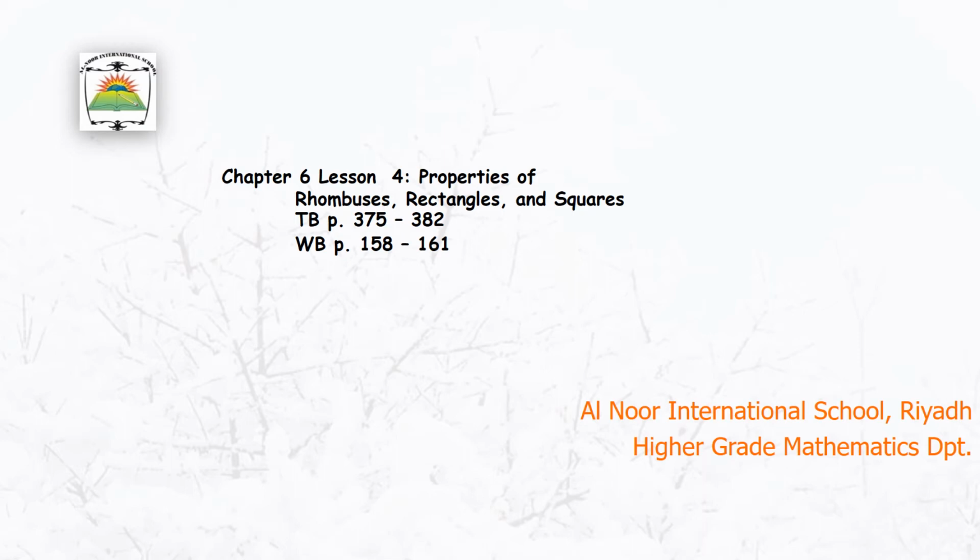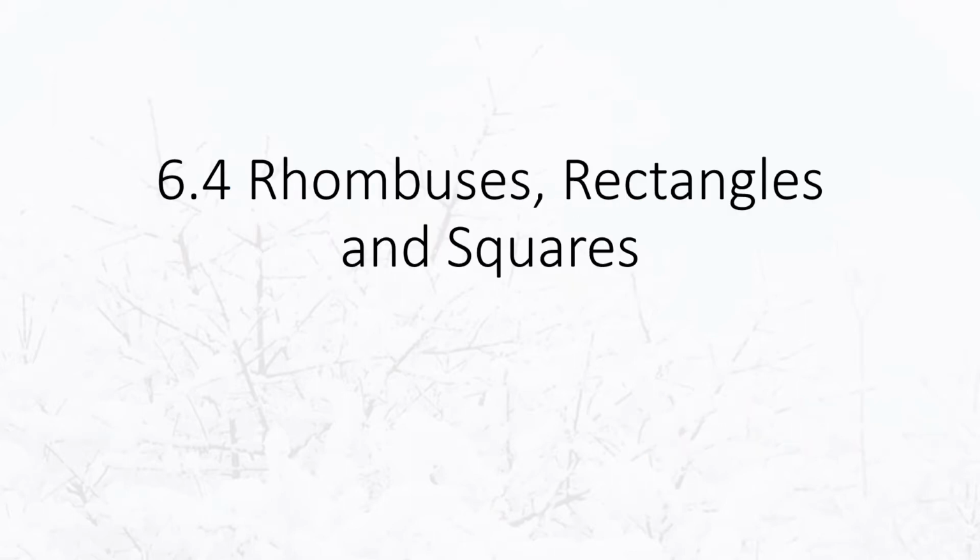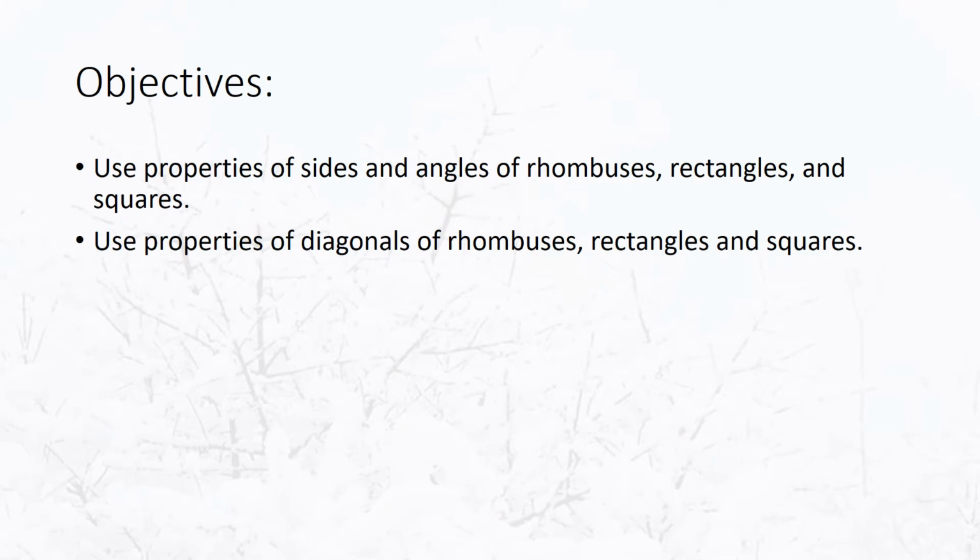Today we are going to discuss Chapter 6, Lesson 4, Properties of Rhombuses, Rectangles and Squares. The main objectives of this lesson are to use the properties of sides and angles of rhombuses, rectangles and squares, and to use the properties of diagonals of rhombuses, rectangles and squares.